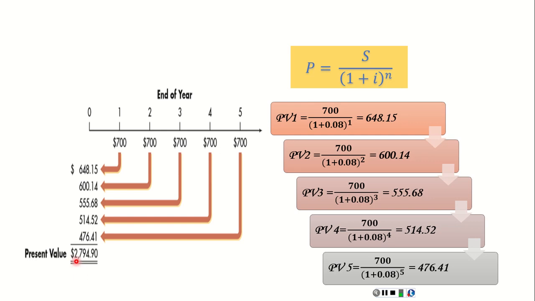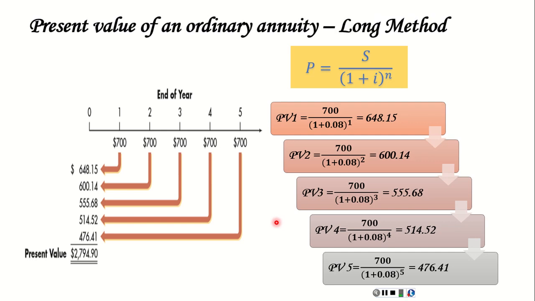How do we get 2,794? We simply add up all the present values calculated using the expected cash flow over the next 5 years. But as you see, this method takes several steps, so it is called the long method. And since we talk about annuity, we can use a shortcut equation.